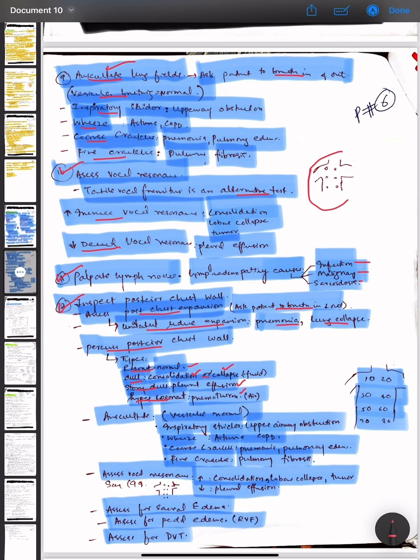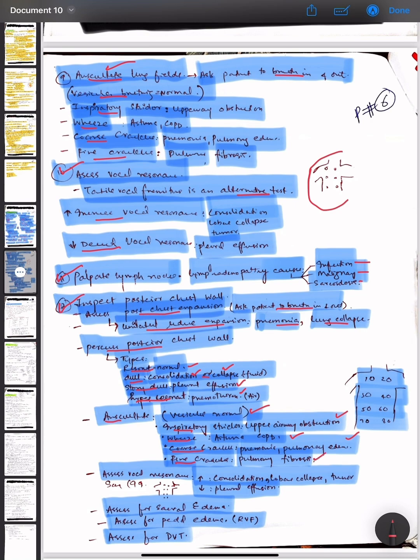Then you have to auscultate the patient. Vesicular breathing is the normal breathing. If inspiratory stridor, then upper airway obstruction. If wheeze, then asthma or COPD. If coarse crackles are present, then pneumonia or pulmonary edema. If fine crackles are present, then pulmonary fibrosis.